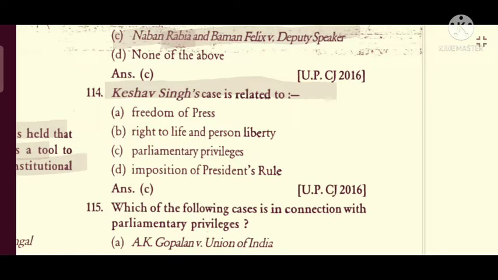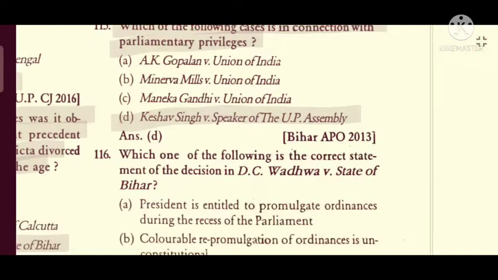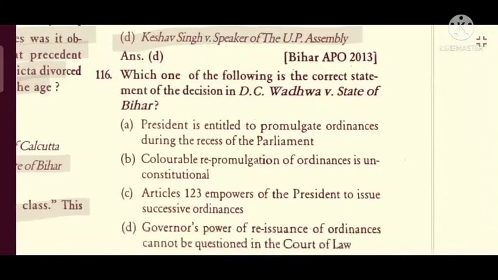Keshav Singh case is related to parliamentary privilege. Which one of the following cases is in connection with parliamentary privilege? Keshav Singh versus Speaker of the UP Assembly.